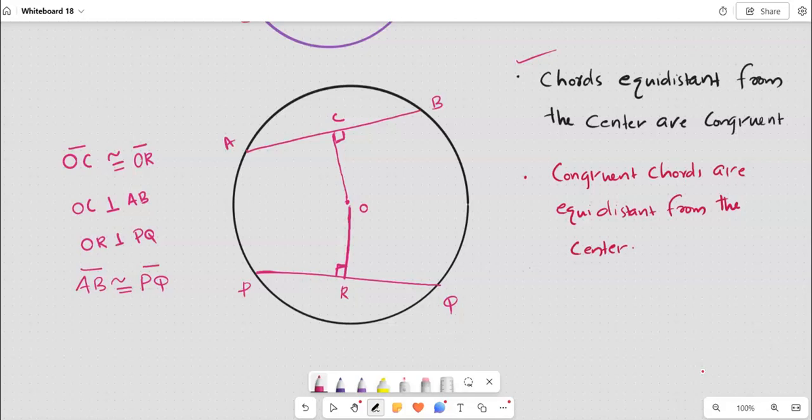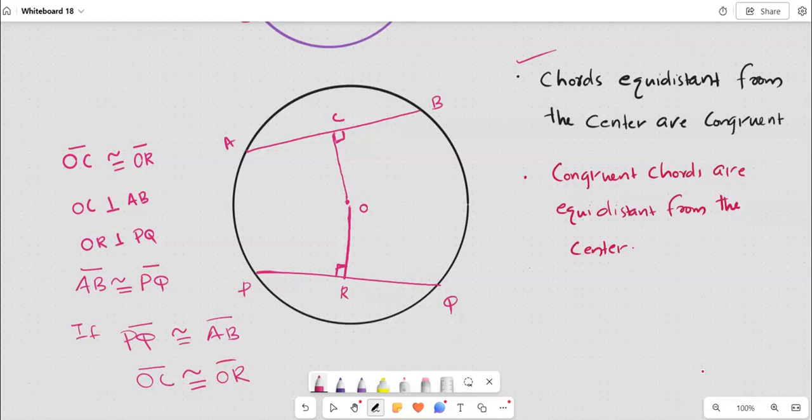Vice versa, congruent chords are equidistant from the center. That means if PQ is congruent to AB, we can say that OC will be congruent to OR. So this is an important rule we can use in many circle problems in geometry classes. So make sure you understand these concepts before you try homework or classwork from your geometry circle session.